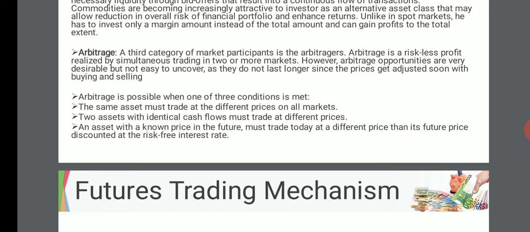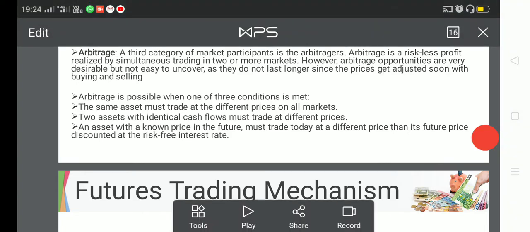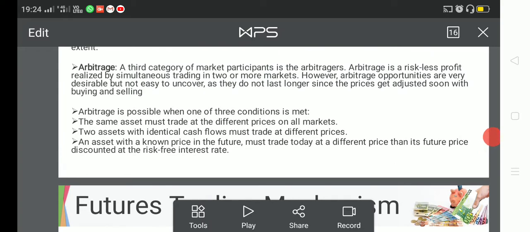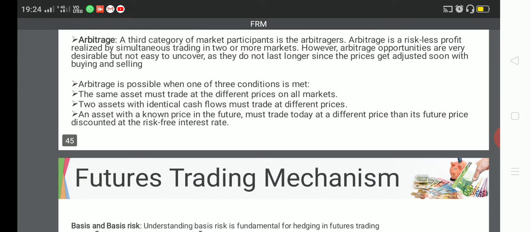Arbitrage. A third category of market participant is the arbitrager. Arbitrage is a risk-less profit realized by simultaneous trading in two or more markets. However, arbitrage opportunities are very desirable but not easy to uncover, as they do not last long since the prices get adjusted soon with the buying and selling.